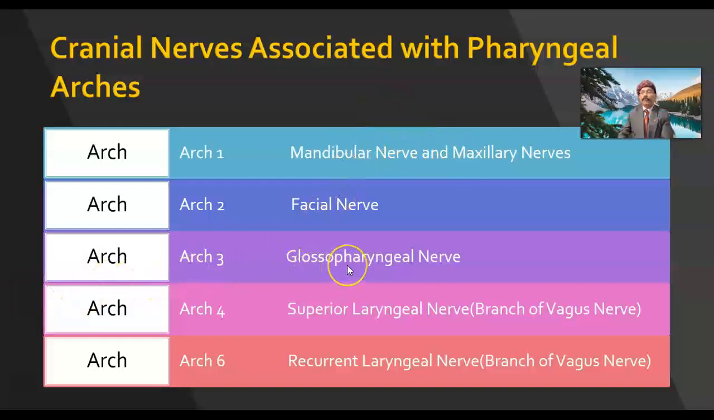Arch 3, glossopharyngeal nerve or the 9th cranial nerve. Arch 4, superior laryngeal nerve, branch of vagus nerve. Arch 6, recurrent laryngeal nerve, branch of vagus nerve.